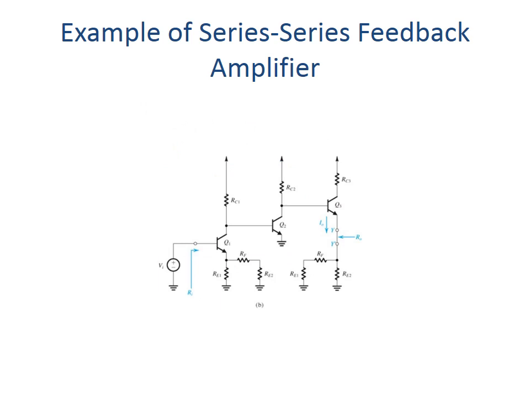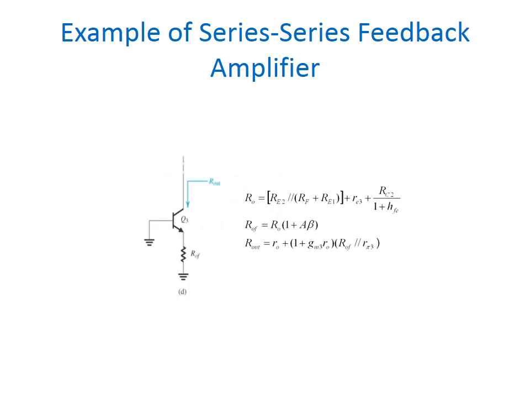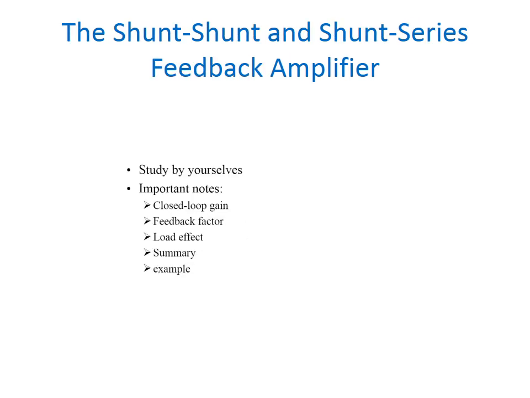This is an example of the series feedback amplifier, with the equivalent circuit of the example, so that you can calculate the R0, R0F, Rout value from the example of series feedback. Next, the last two types, the shunt-shunt and shunt-series feedback amplifiers, can be studied by yourself by noting the values. You have to note very importantly the closed loop gain, feedback factor, load effect and its example.